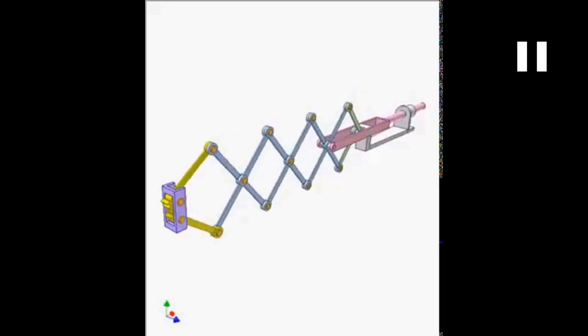So next, this is called a lazy tongs mechanism. Here you can see a number of links connected in a cross manner. Okay, this is actually used for picking or holding some object from a distance, without touching it. You can use this mechanism to pick an object at a distance, as here you can see with a single sliding mechanism we can cover this much distance. Okay, that's called lazy tongs. It's another interesting mechanism.